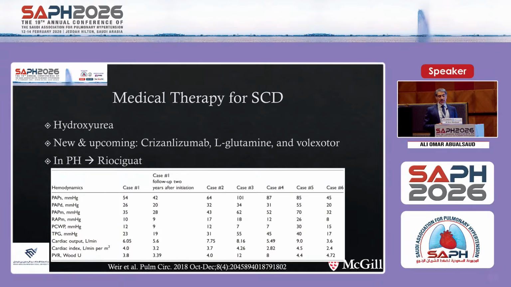Medical therapy for sickle cell disease, hydroxyurea, made a lot of difference for these patients by increasing hemoglobin F and causing fewer complications. There are new therapies up and coming for the management of the disease. But in pulmonary hypertension, all we have is generally riociguat. I would say all, but maybe the one that we comfortably give is riociguat, and that's really based on a study of 6 patients only.